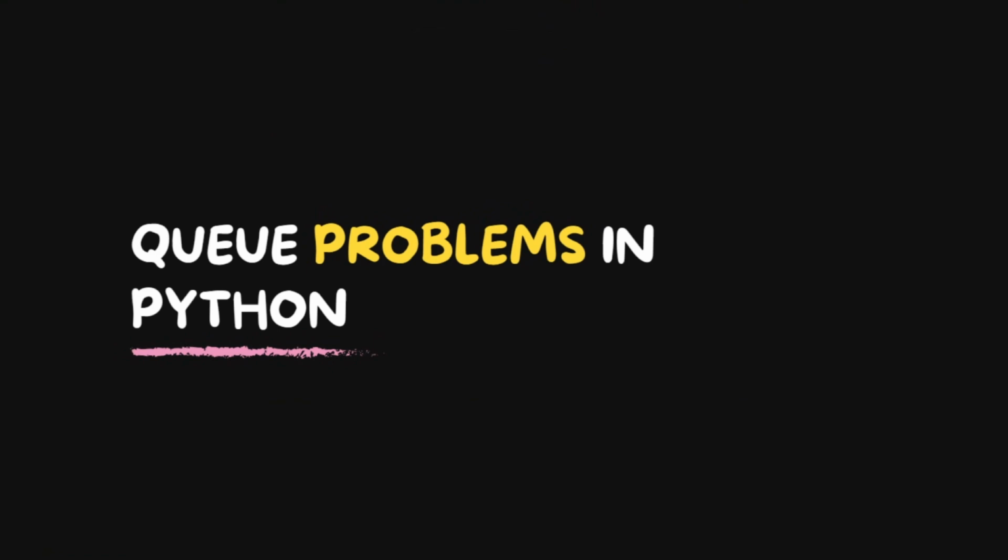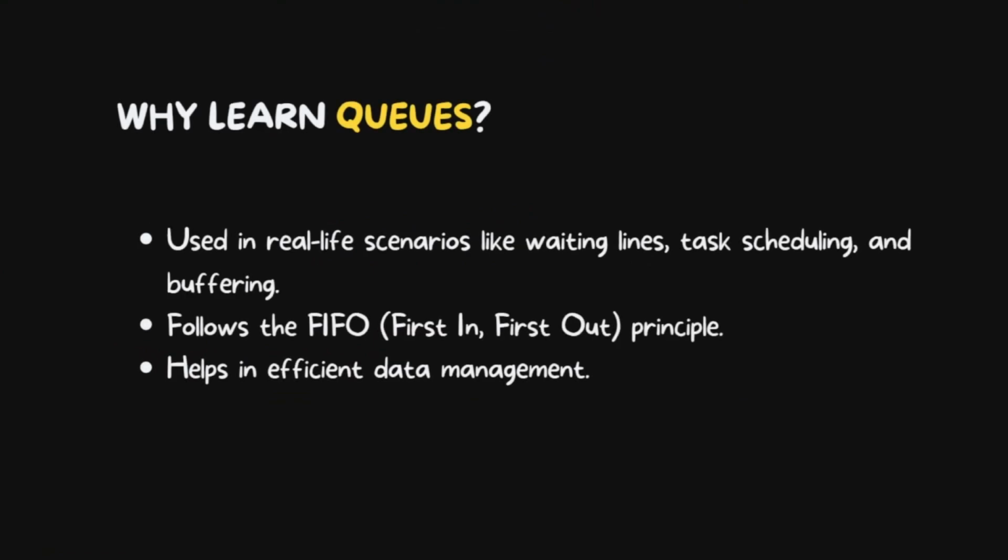So let's get started. Imagine you are at a theme park waiting in a line for a roller coaster. The first person who joins the queue gets to ride first, and the last person waits their turn. This is exactly how queues work in programming. Queues are used everywhere, from customer service systems and scheduling algorithms to even buffering videos on YouTube. So let's see how we can implement and use queues efficiently in Python. In this video, we will cover what a circular queue is and why it is useful, how to implement a circular queue in Python, and how to simulate a real-world waiting line using queues.